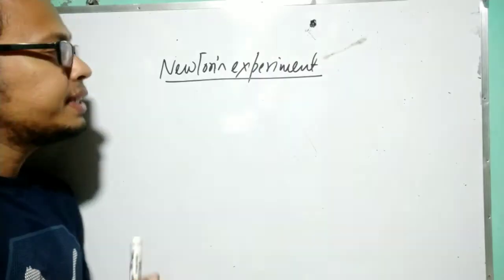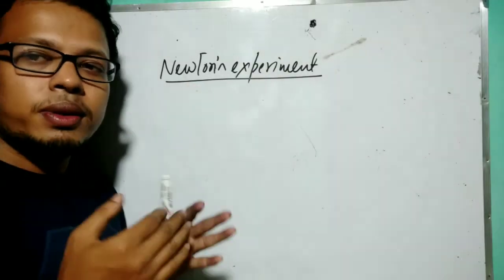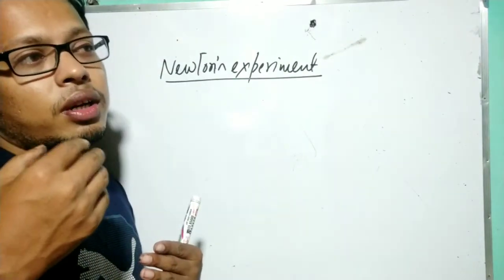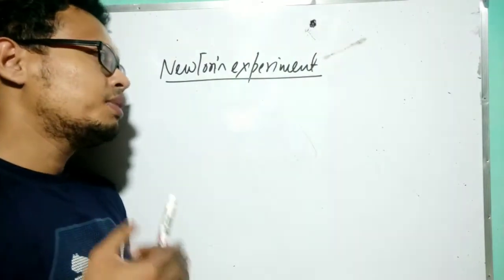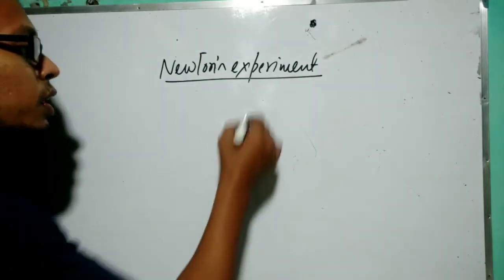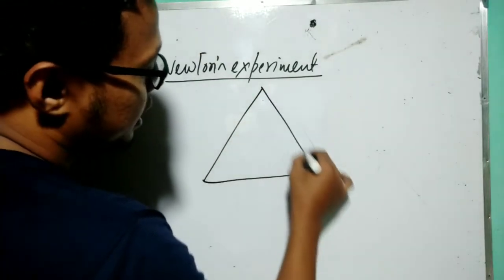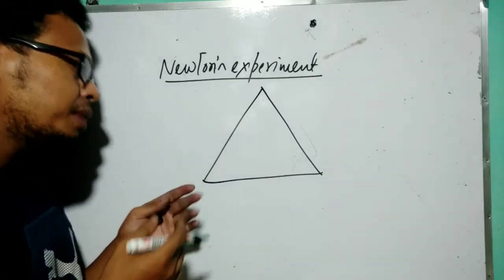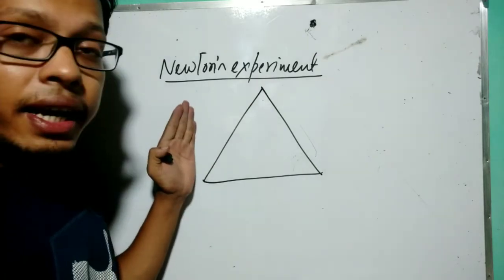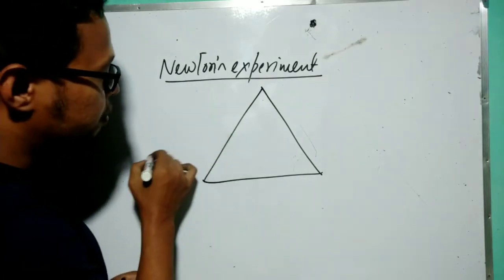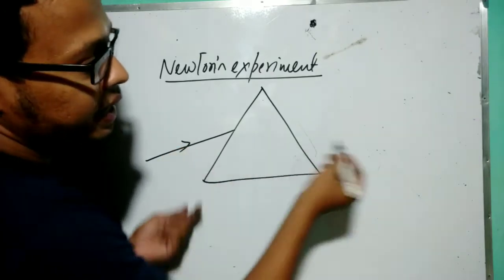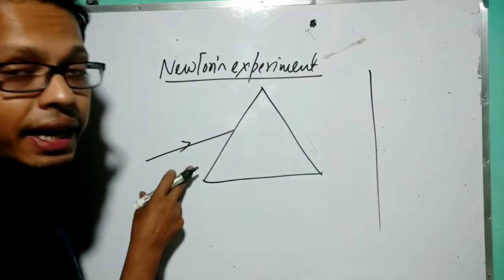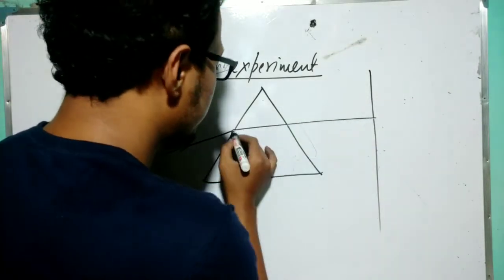Next heading is Newton's experiment. What was the experiment? When sunlight or white light passes through the prism, it splits into 7 constituent colors. That experiment was done by Newton in a dark room. When the sunlight is allowed to fall on the surface of the prism, he kept one screen behind the prism, then he saw that white light splits into 7 constituent colors.